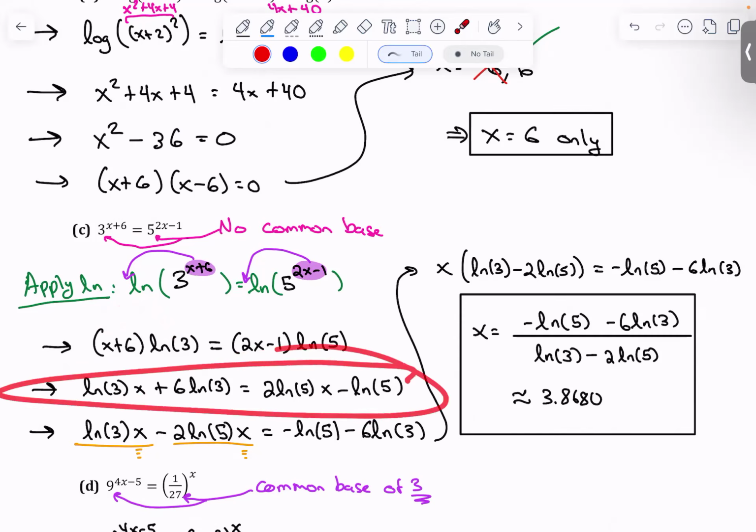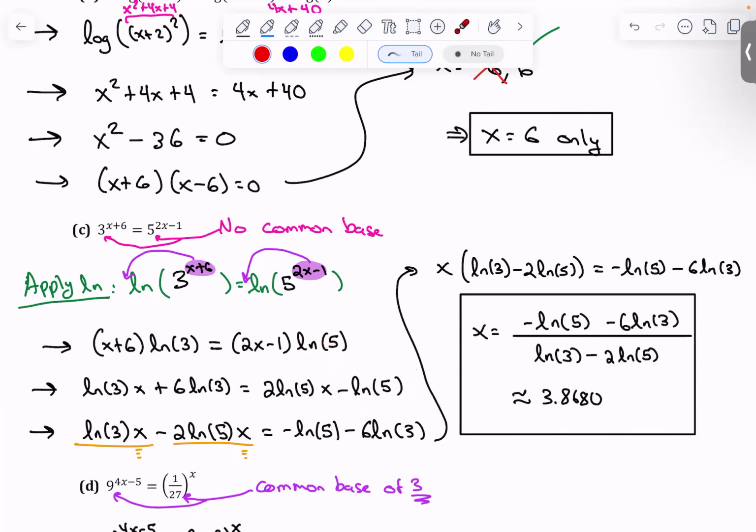Now from here, I have to realize that that is a linear equation. It doesn't look like a linear equation by what we're used to seeing, but it is. Because 2 natural log of 5 is just a constant on an x. It's a coefficient on an x. Natural log of 3 is just a coefficient on an x.